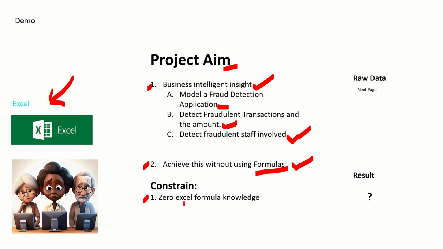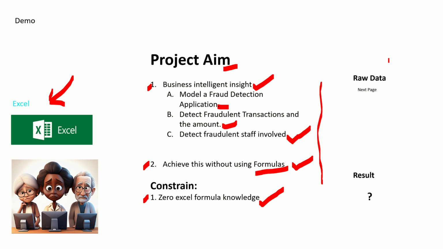Moving forward, the next bit here, you can see there's a constraint. What is the constraint? Zero Excel formula knowledge. All right, so that's the constraint of Excel. You need to have multiple formula knowledge. If you don't have it, you might not be able to work with it. But ESQL makes it very simple. So how are we going to do this?